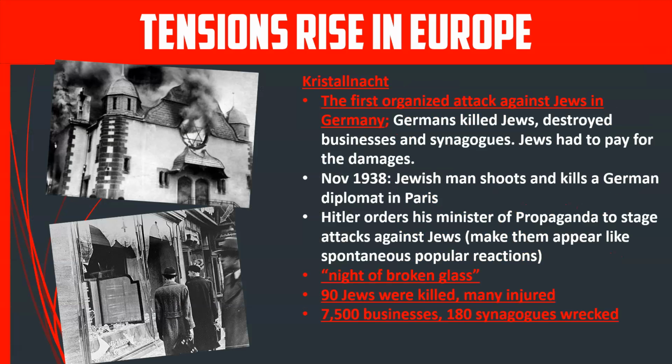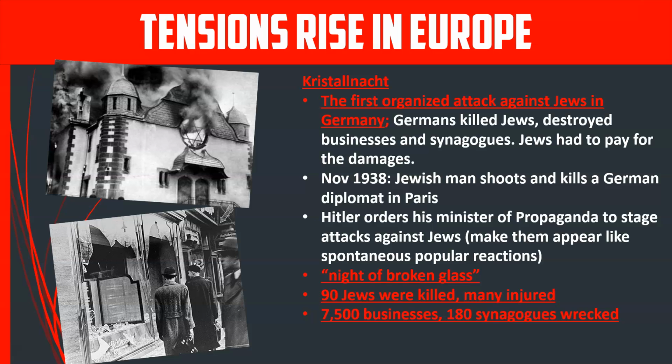Now, we come to Kristallnacht, which is known as the Night of Broken Glass, and it's the first organized attack against Jews in Germany. Germans killed Jews, destroyed businesses and synagogues, and Jews were forced to pay for the damages. Essentially, in November 1938, a Jewish man had shot a German diplomat in Paris, and Hitler ordered his Ministry of Propaganda to stage attacks against Jews and tried to make it appear that it was some spontaneous popular reaction by German people over this murder.